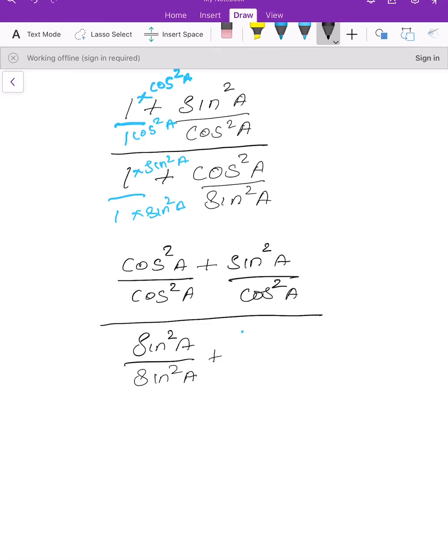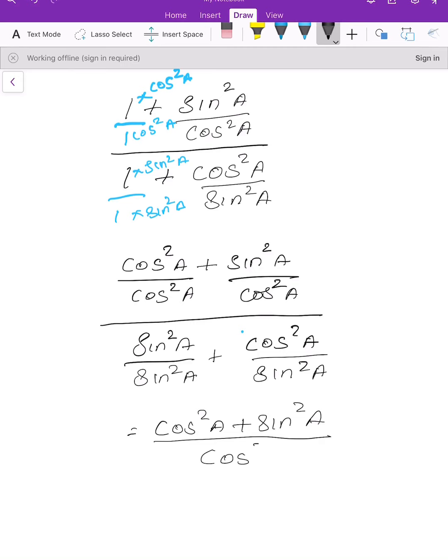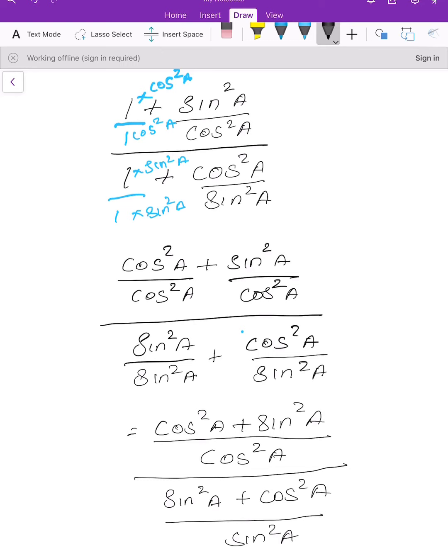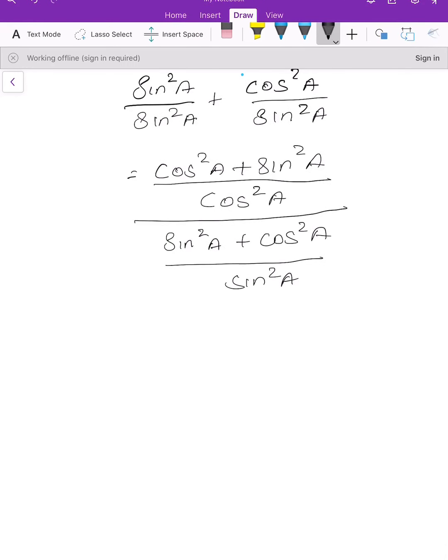Plus cos square A by sine square A. When the denominators are the same, I can combine and write as one term, that is cos square A plus sine square A by cos square A, the whole divided by sine square A plus cos square A by sine square A. Cos square A plus sine square A is nothing but 1, my identity. So it is 1 by cos square A. Similarly, the same with sine square A, it is 1 by sine square A.